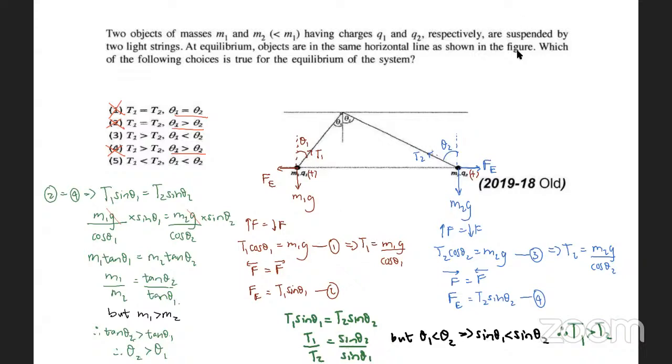So the answer for this question is the third one. Can I see a raise of hands if you understood this? If they had given that the masses are equal, T1, T2 equal, theta 1, theta 2 equal, no need to worry at all. But they have clearly shown, given that M1 is different. And in the diagram, it's like that, but you can't just trust the diagram.